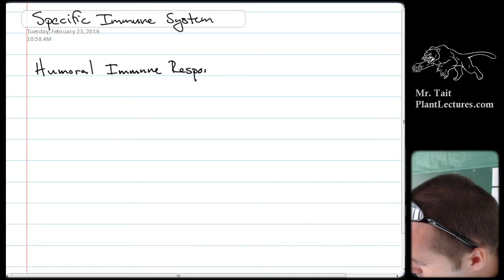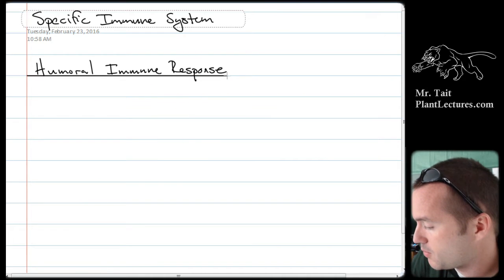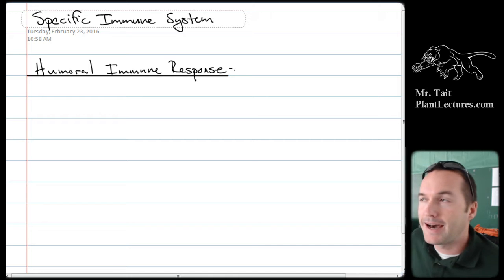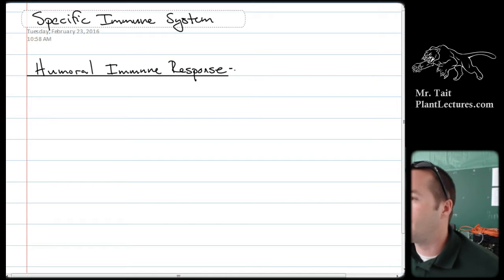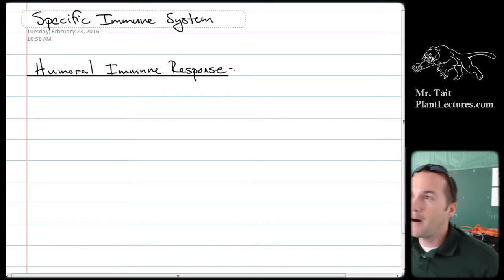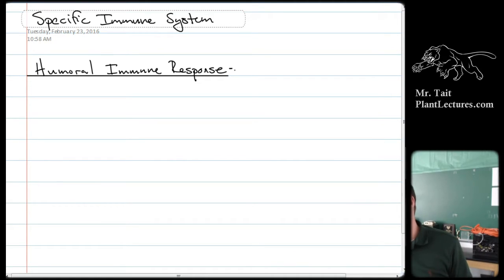And the humoral immune response is going to be referring to body fluid. We call body fluid the humor of the body. And it comes from a really old, silly theory that the Greeks used to have about how you got sick. They thought that there were 4 different humors in the body. They called them phlegm and yellow bile and black bile and blood.